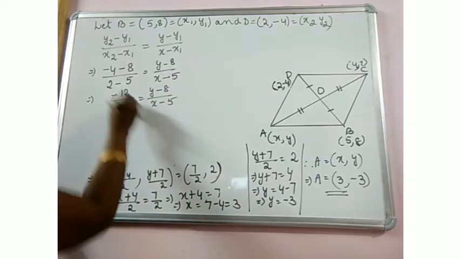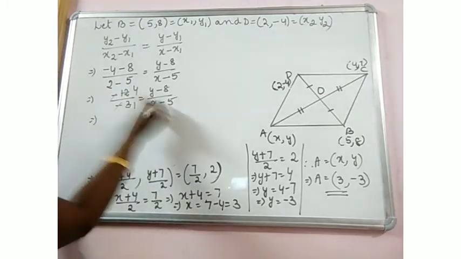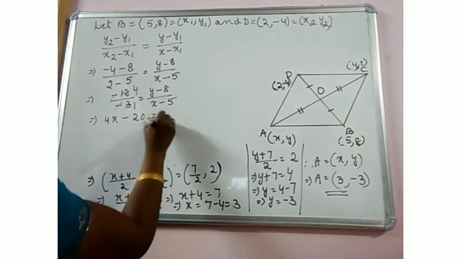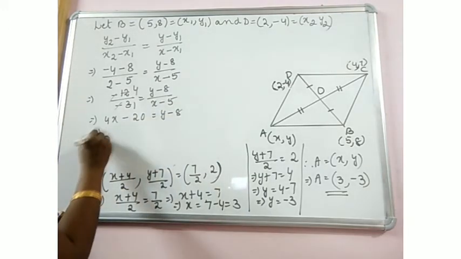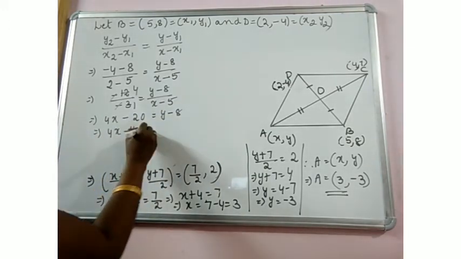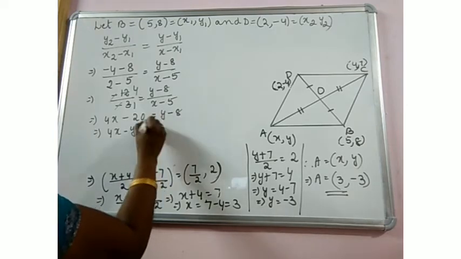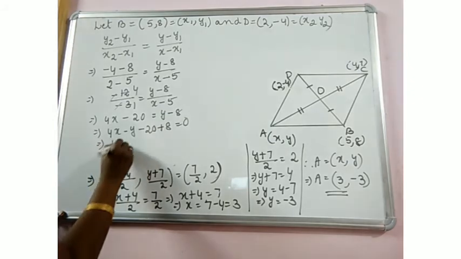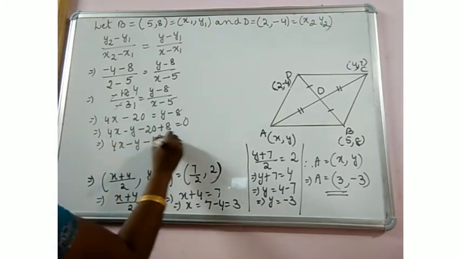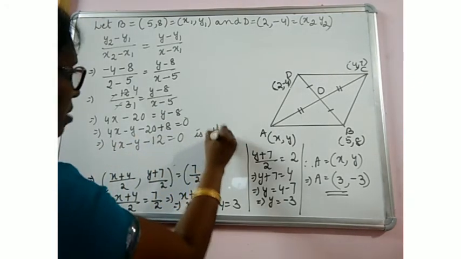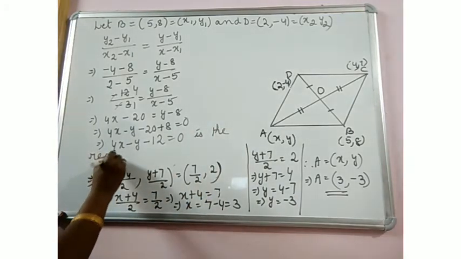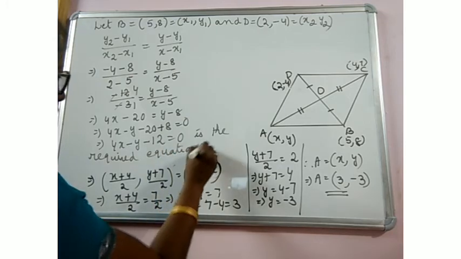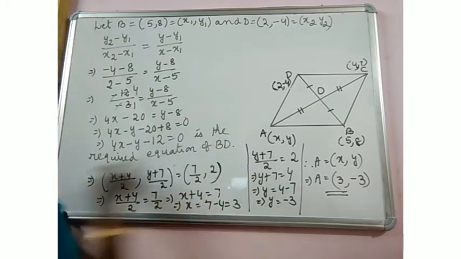So -4 minus 8 is -12, by 2 minus 5 is -3, is equal to (y minus 8) by (x minus 5). Minus minus cancel, 3 ones are 3, 3 fours are 12, so 4. By cross multiplication we get 4x minus 20 is equal to y minus 8, or 4x minus y minus 20 plus 8 is equal to 0, or 4x minus y minus 12 equal to 0 is the required equation of the diagonal BD.